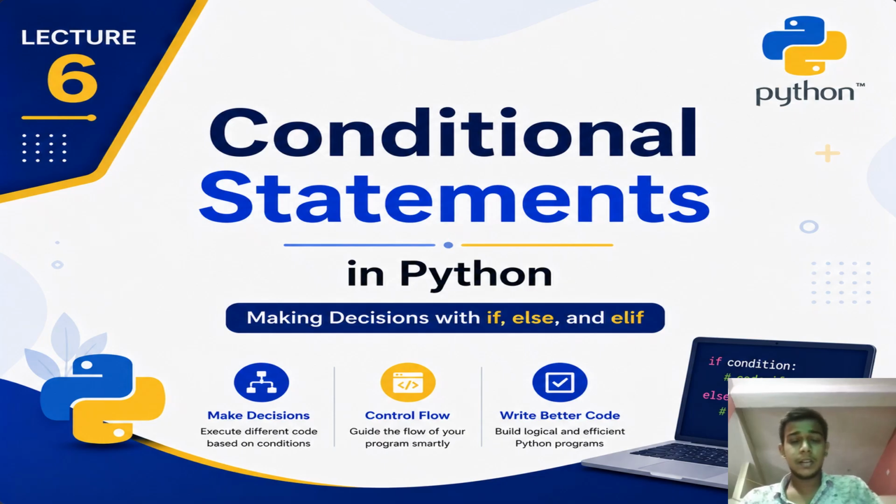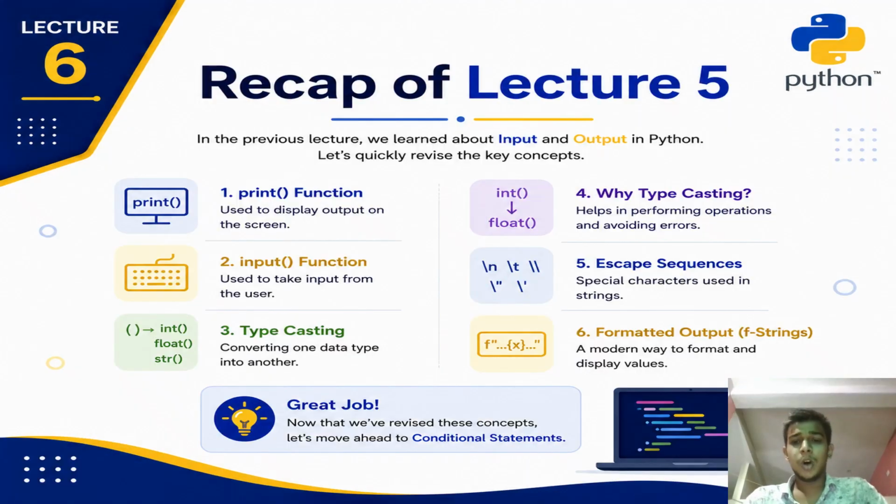So we will begin with a small recap of the previous lecture. Before we begin today's topic, let's quickly revise what we learned in lecture 5. In the previous lecture, we learned about input and output in Python, which allow a program to interact with the user. First, we learned about the print function. The print function is used to display output on the screen. We used it to print text, numbers, variables, and multiple values.